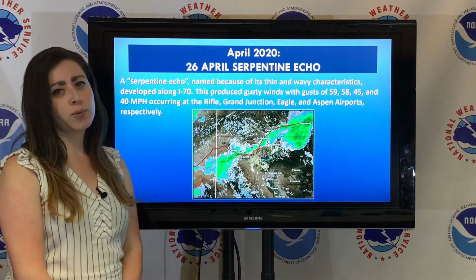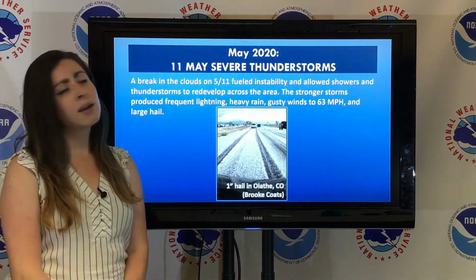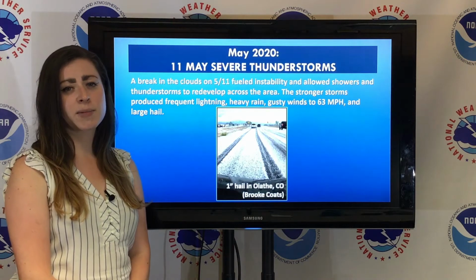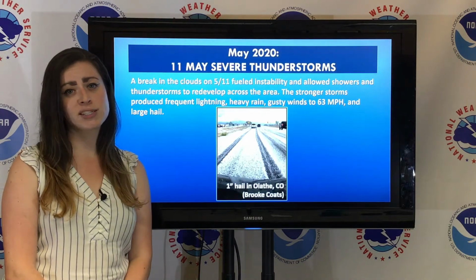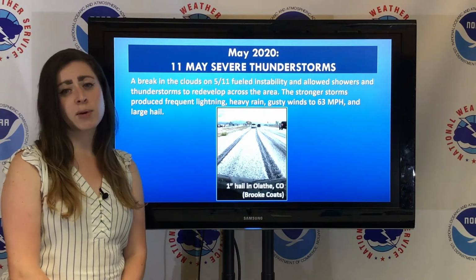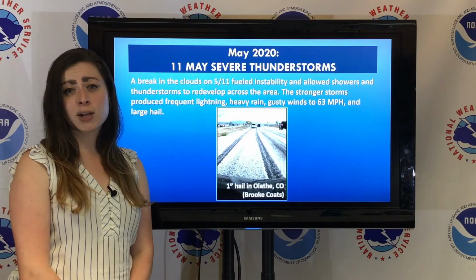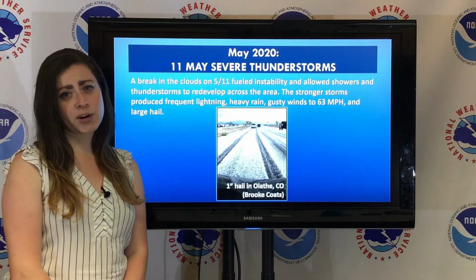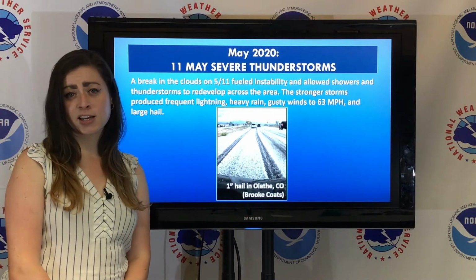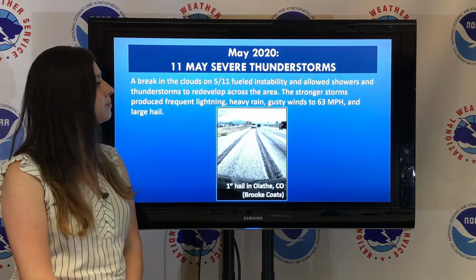Eagle, Aspen Airport region. And finally, looking at the headline for the month of May, the headline for May was the May 11th severe thunderstorms that we had across western Colorado. With this, we got wind gusts up to 63 miles an hour, and we got up to half-dollar size hail falling in the region.